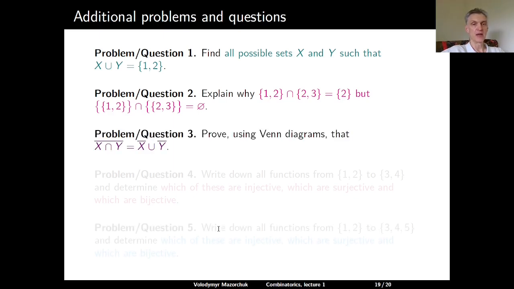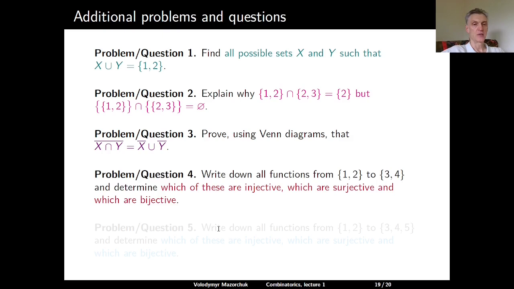Problem question 3. Prove using Venn diagrams that the complement to the intersection of X and Y is the union of the complement of X and the complement of Y. Problem question 4. Write down all functions from {1, 2} to {3, 4} and determine which of these are injective, which are surjective, and which are bijective.